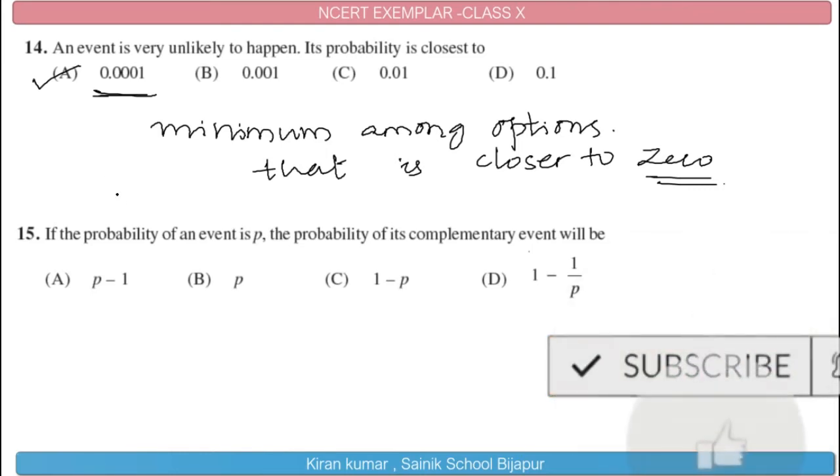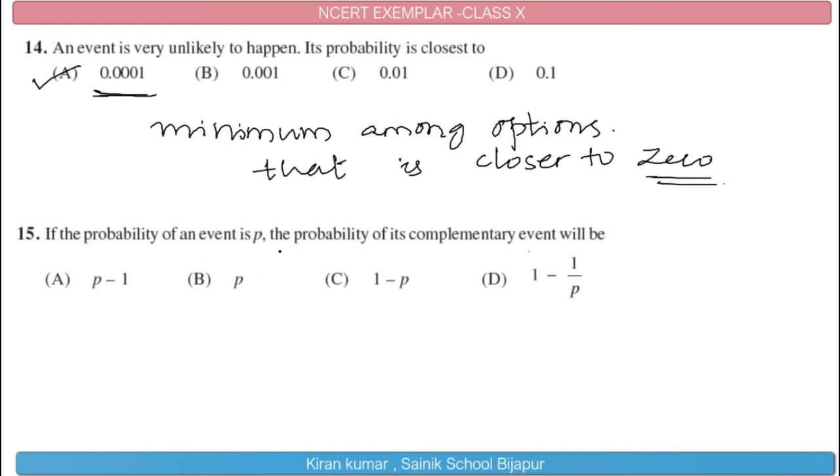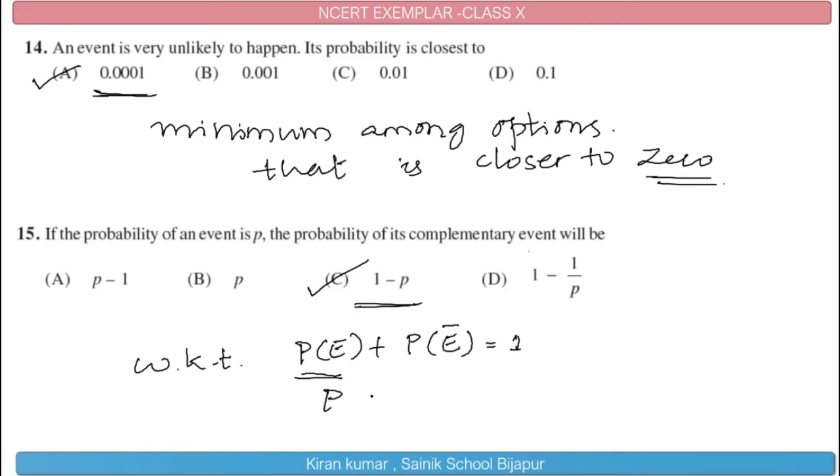Question 15. If the probability of an event is P, the probability of its complementary event is 1 minus P. We have learned, we know that the probability of an event plus the probability of not an event, E bar, is equal to 1. So if the probability of an event is taken as P, then the probability of not an event will be 1 minus P. So option C is the right answer.